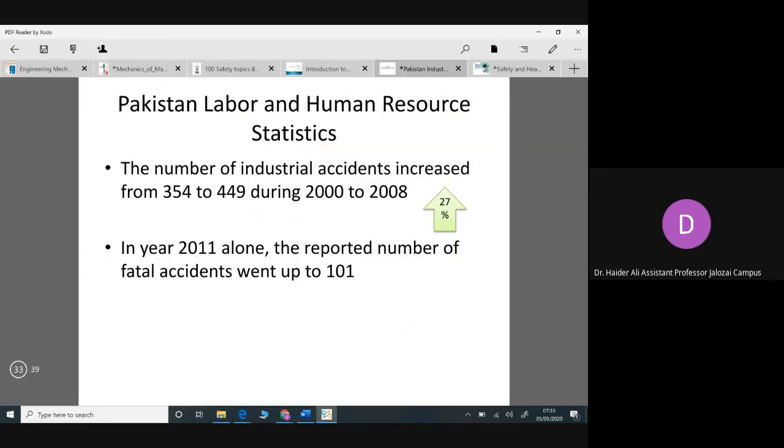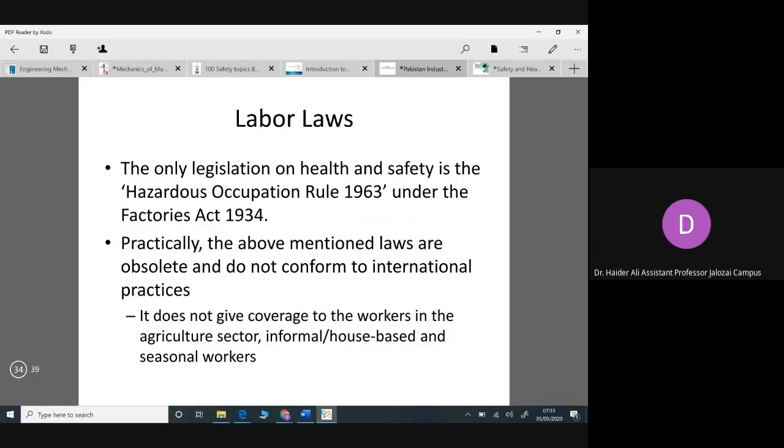Regarding labor laws, the only legislation on health and safety is the Hazardous Occupation Rule 1963 under the Factories Act of 1934. Practically, the above mentioned laws are obsolete and do not conform to international practices. This again is from 2011. I'll dig into the current state of laws, and probably we'll talk about laws in later lectures.